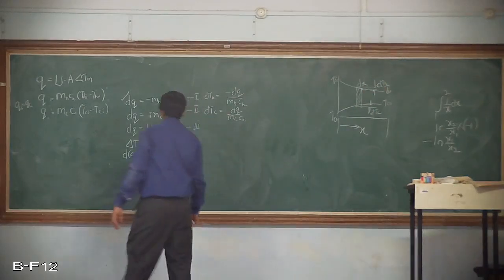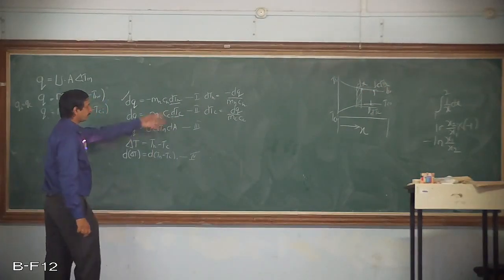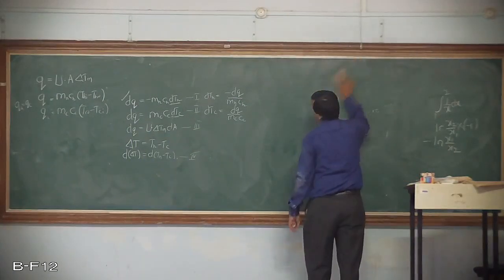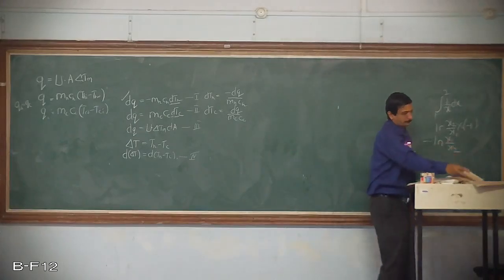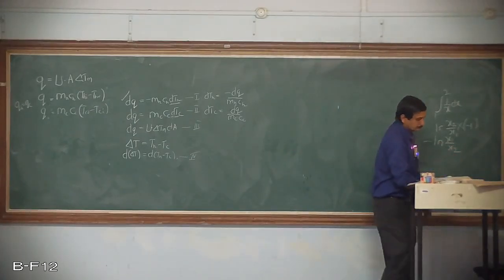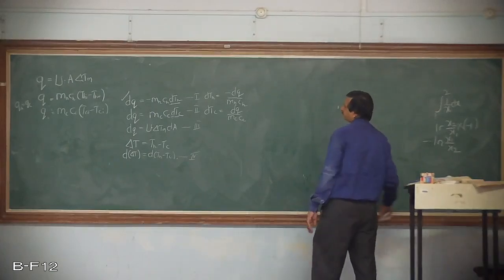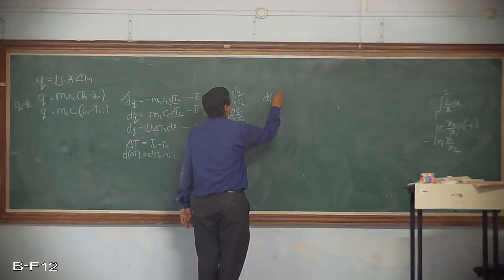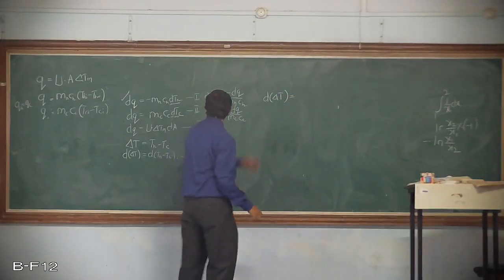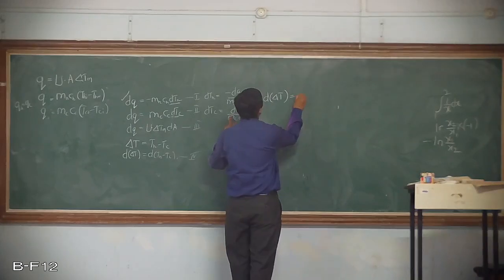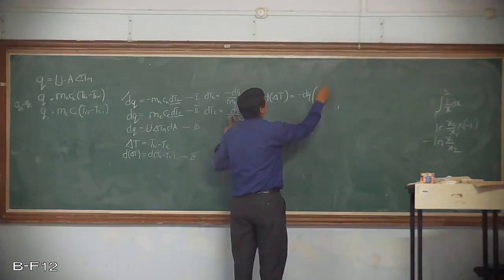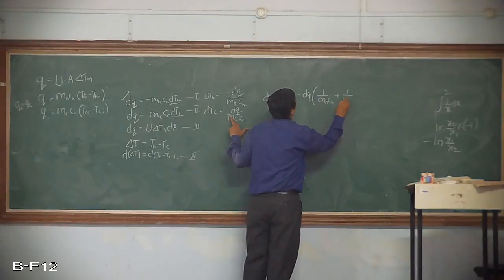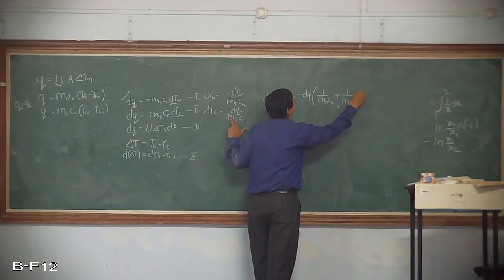Then next one, what can we write? Okay, take this one. So what can I write? It is d delta T equal to minus dQ into (1 upon mh ch plus 1 upon mc cc).